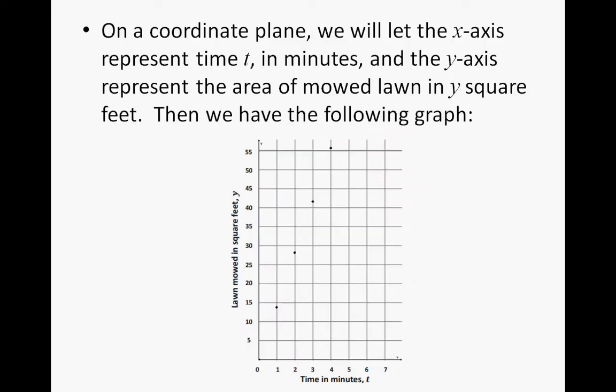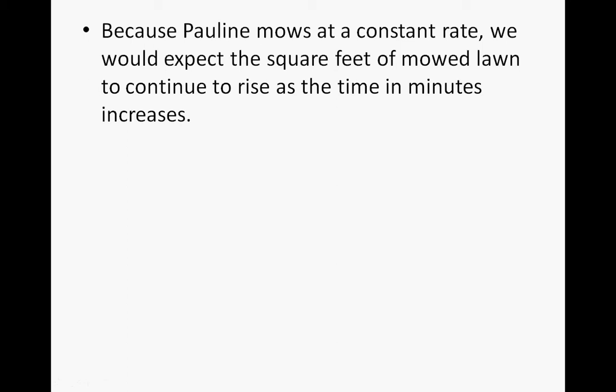On a coordinate plane, we will let the x-axis represent t in minutes and the y-axis represent the area mowed in the lawn in Y square feet. So then we have the following graph. Notice that for 0 minutes there's 0 feet mowed, and then it goes on up in a straight line from there. Because Pauline mows at a constant rate, we would expect the square feet of mowed lawn to continue to rise as the time in minutes increases.